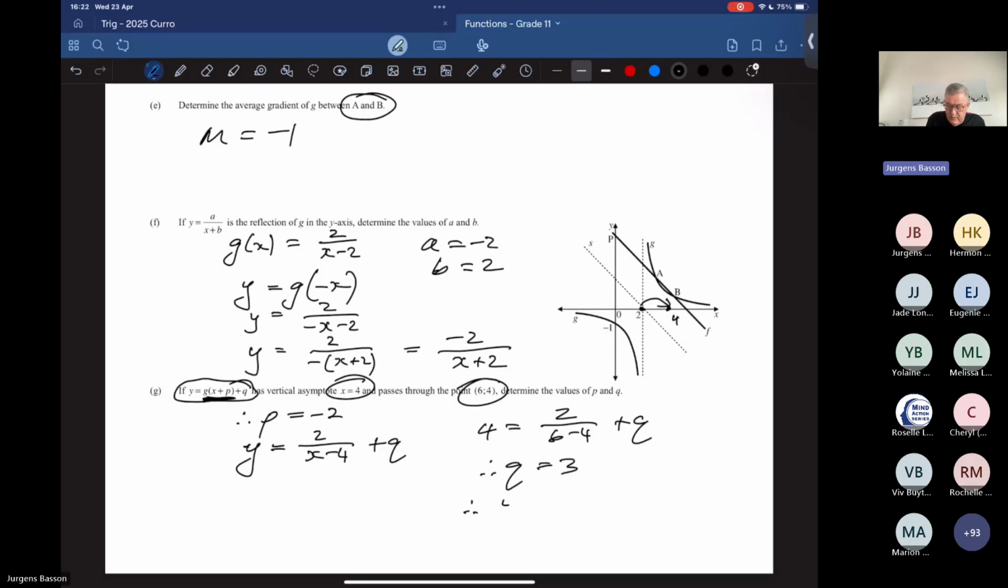So that means this y then will be, well, they didn't ask us for the equation, but we can still write down the equation. 2 over x minus 6 plus 3. I think that will be the equation. What they wanted from us was p and q, and we've got both of them. So that was an interesting thing, a little bit of reasoning here. Not the easiest of questions in terms of transformations.